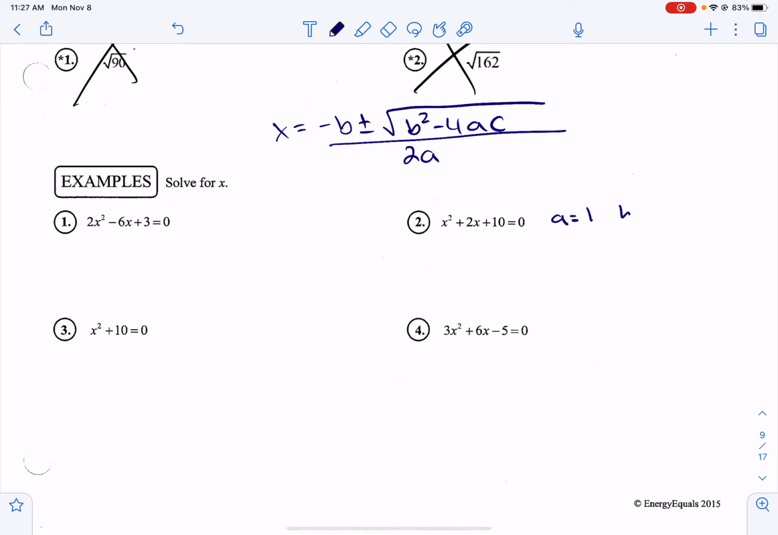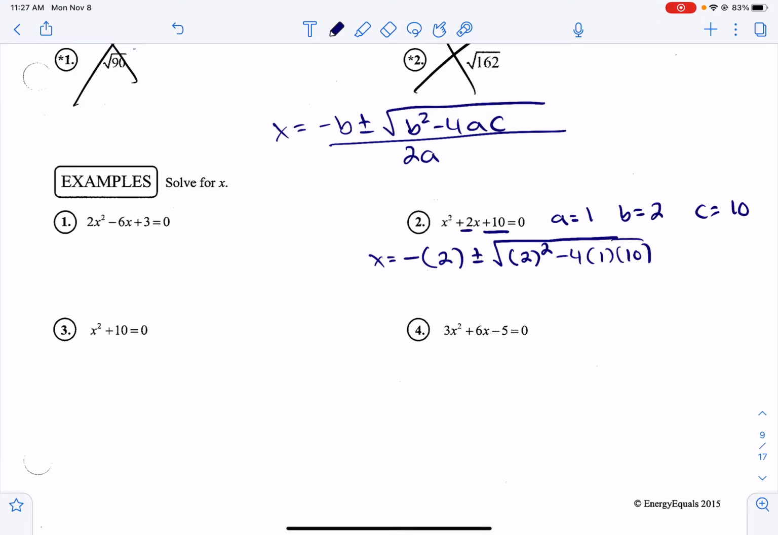A is 1, B is right here, it's 2, and C is right there, it's a positive 10. So now I write those in my formula. X equals negative parenthesis, and I plug in a B, plus or minus the square root, parenthesis, 2 squared minus 4 parenthesis A parenthesis C, all divided by 2 times A, which is 2 times 1. So step 1, A equals, B equals, C equals.